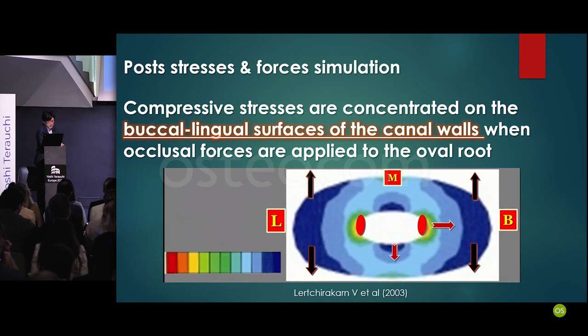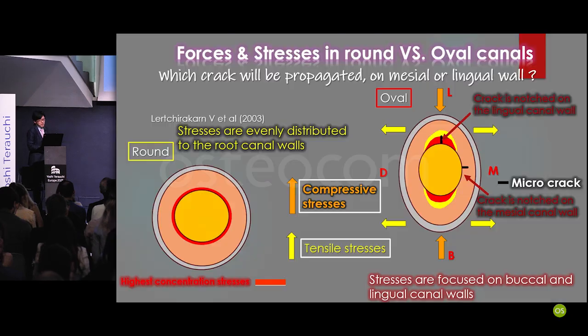And also, you can see higher stress concentration in a buccal to lingual direction as compared to the medial to distal direction. There's almost no stress concentration in a medial to distal direction, but you have lots of stress in a buccal to lingual direction. This is why you see so many vertical root fracture from the lingual to buccal direction.